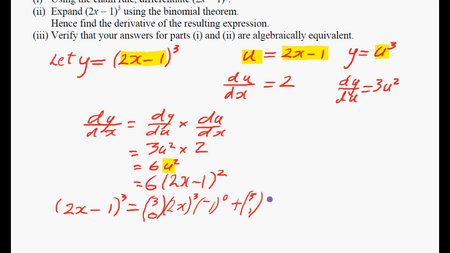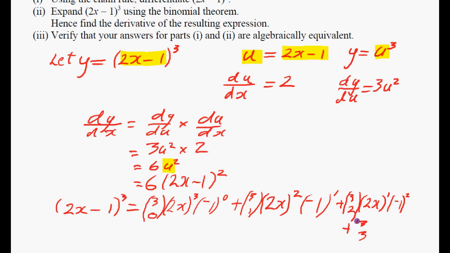And carry on. So what have we got? 2x cubed. Now we're going to raise it to a power, which is the difference between these two numbers. So that's squared. Times minus 1 to whatever the power of this gives me, 1 plus 3, 2 times 2x to the power of the difference between these, which is 1, times minus 1 squared, and the last term, which I can't quite fit on the end here, is going to be 3 times 2x to the 0.